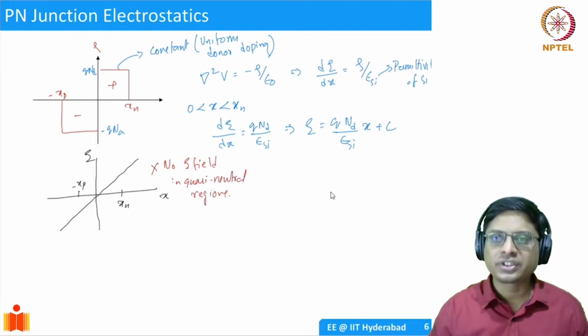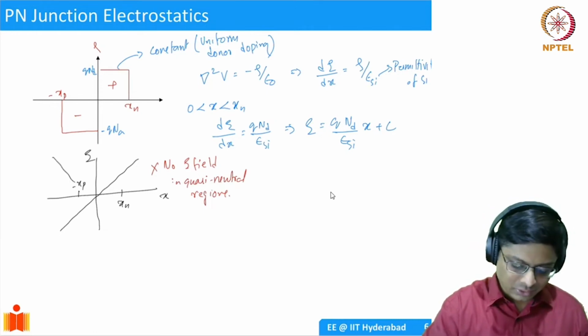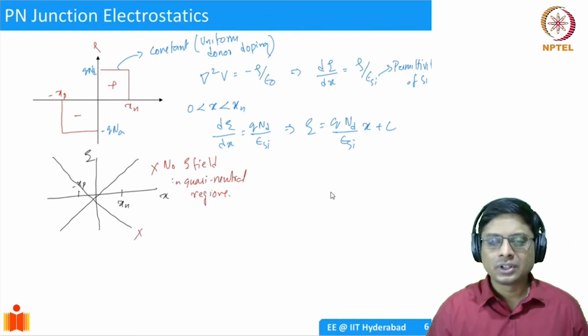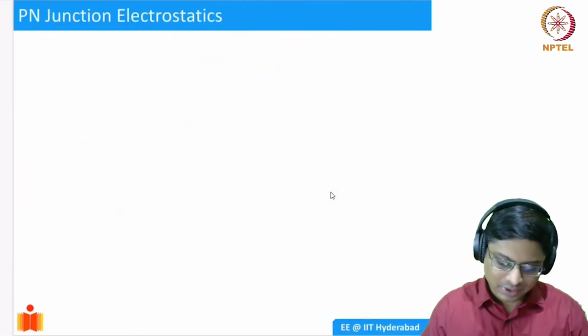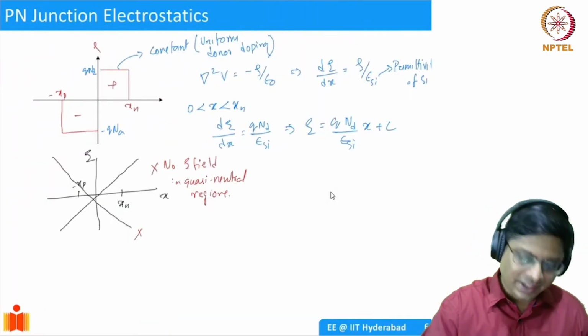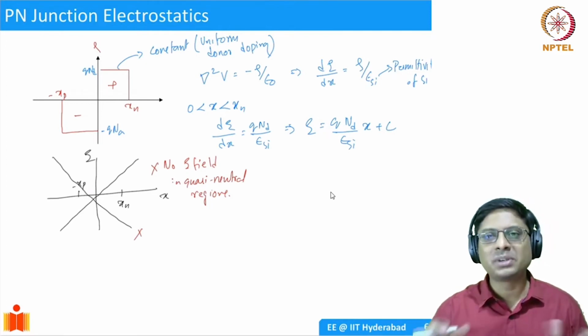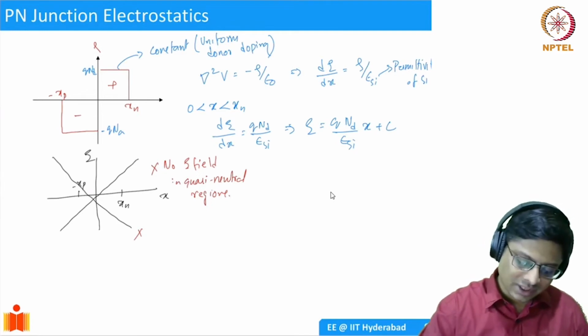So this sort of function cannot work. Similarly, this function also will not work, with the same arguments. So you're reduced to finding a function which has to be zero in the outside regions. Only in the depletion region does it have to be non-zero.